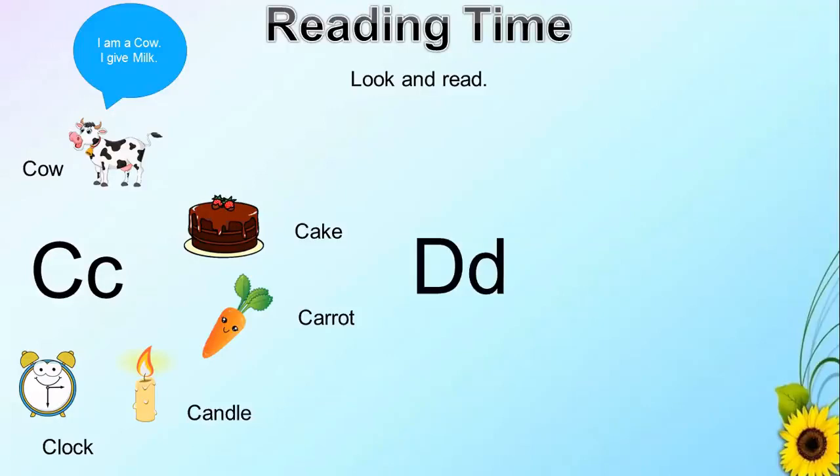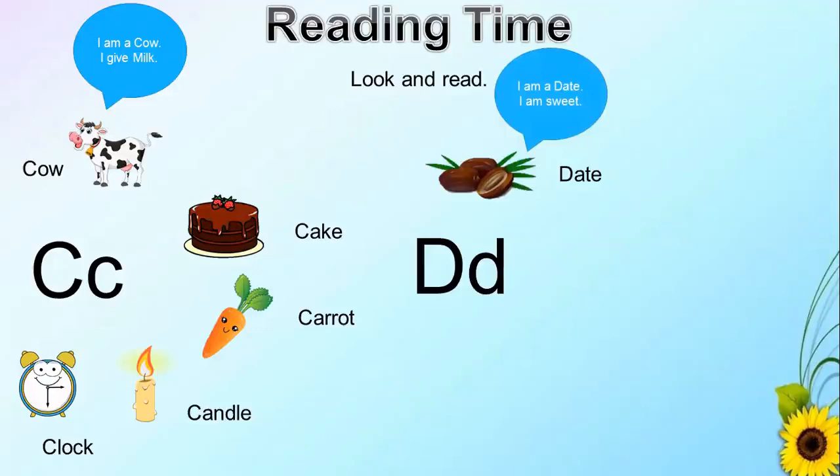Okay, what comes after C? Oh yeah, it's D. Here is capital D and small d. What is this? Date. Yummy. I am a date. I am sweet. Drum. Beat the drum. Donut. Yummy sweet donut.